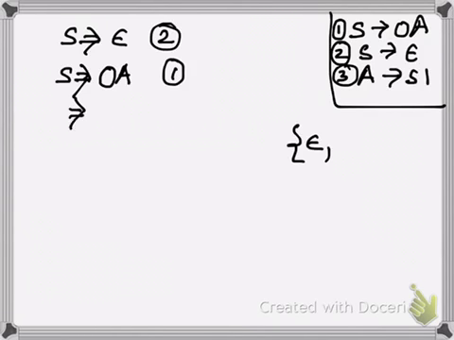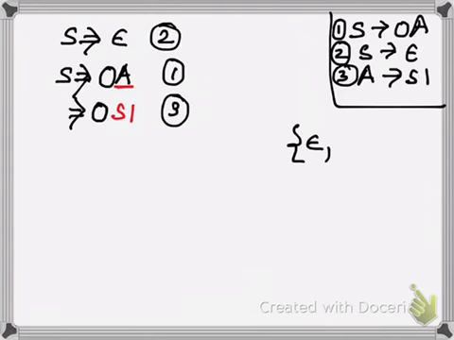Now 0 is a terminal, it remains as it is. Now I have A. For A, you can see A matches with production number 3. So I can expand A by S1. I will replace this A by S1. So I have used production number 3 to expand A, and now I have 0S1.